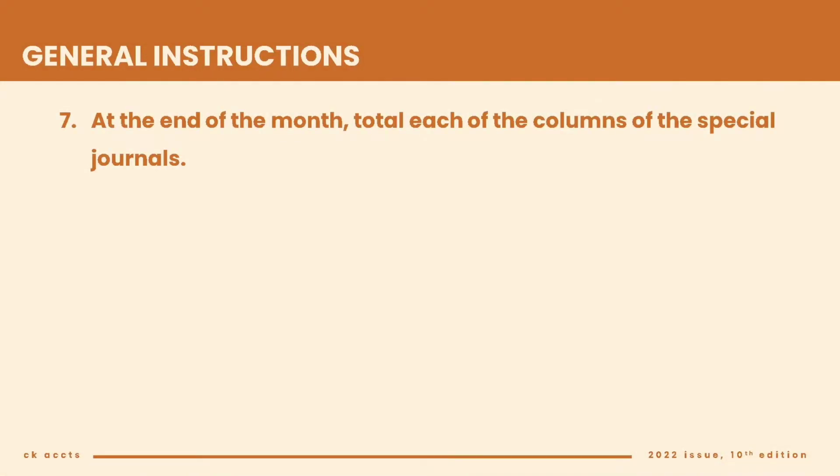Number 7, at the end of the month, total each of the columns of the special journals. So, meron kasi tayong mga special journals dito and we have 4: the sales, cash receipts, voucher register, tsaka cash or check register na special journals. So, yung apat na yon, meron silang mga columns and yung mga columns na yon ay naka-title as mga accounts na gagamitin for this practice set or yung mga accounts na listed doon sa ating chart of accounts. So, bawat total dapat daw ikunin yung sum nila o yung pinaka-total.